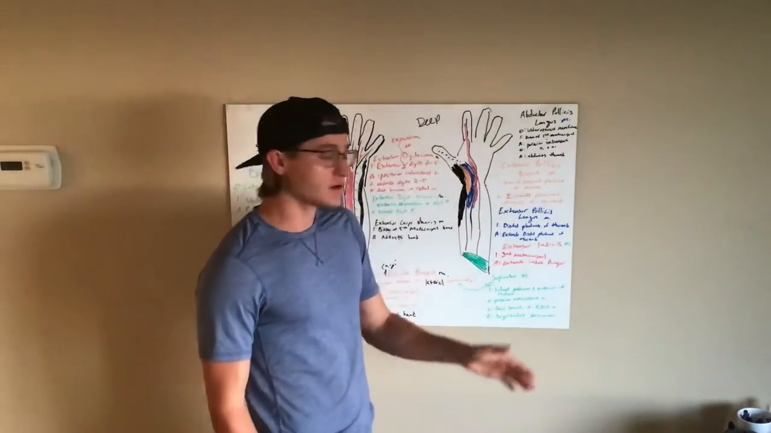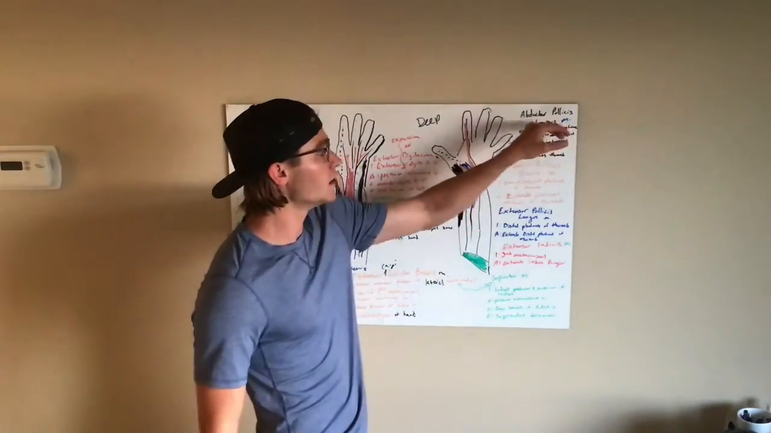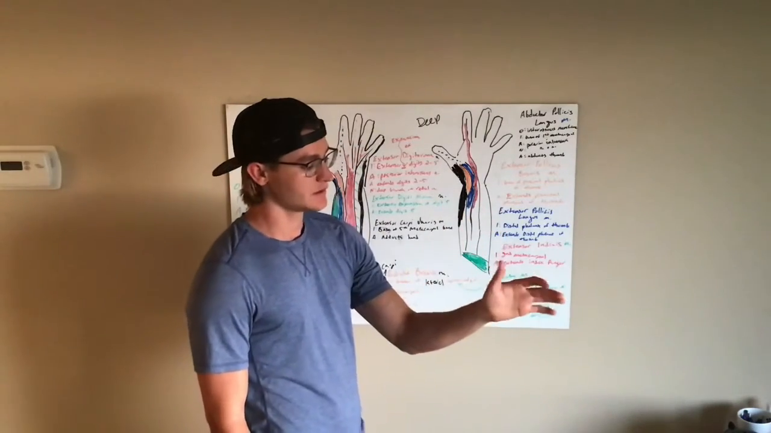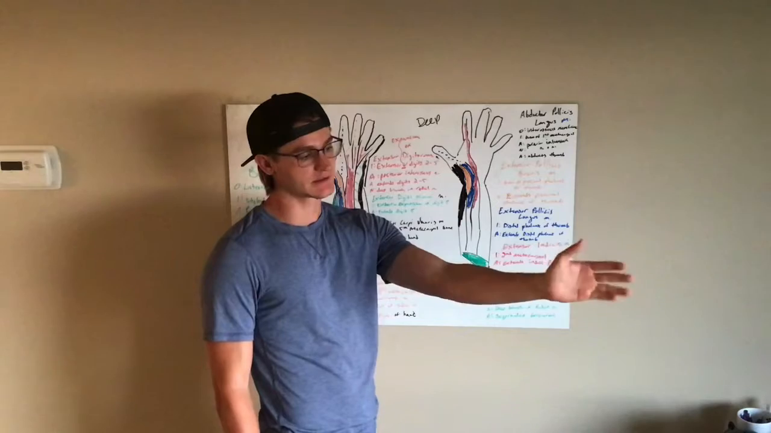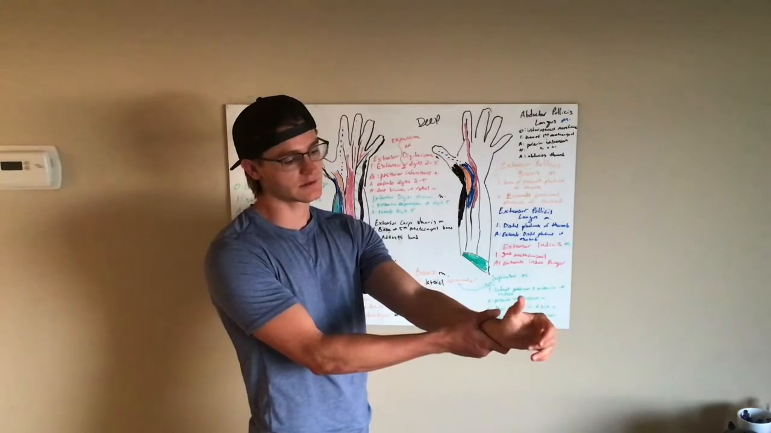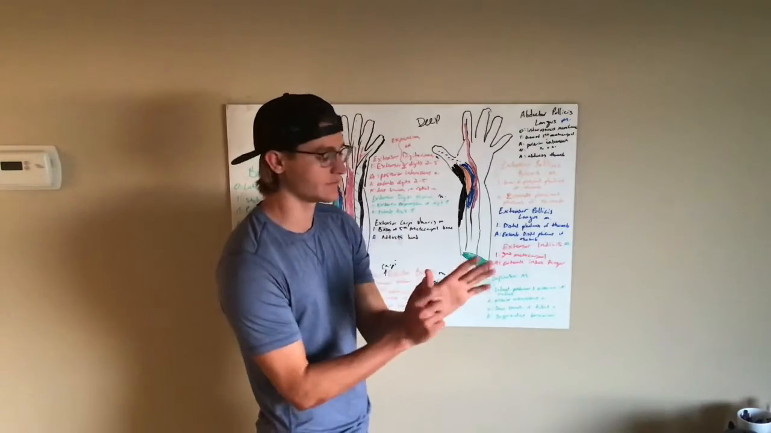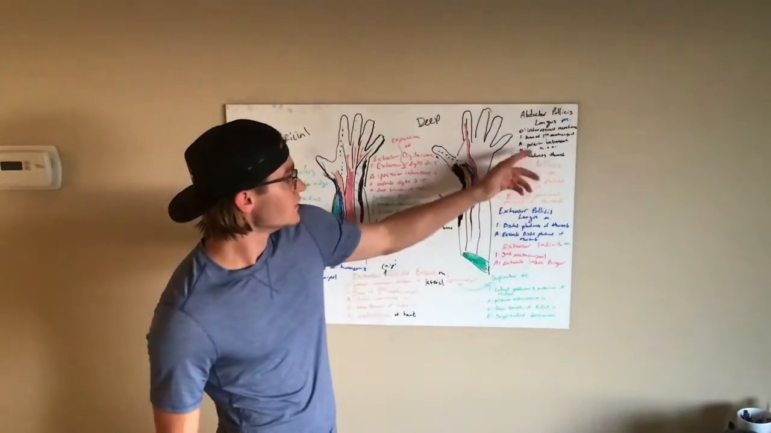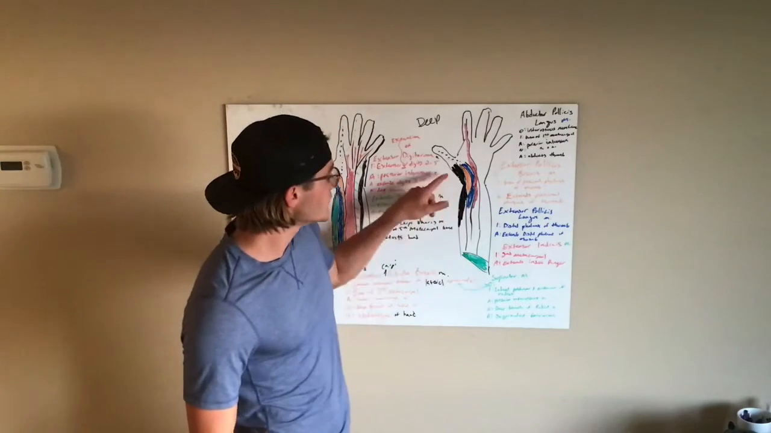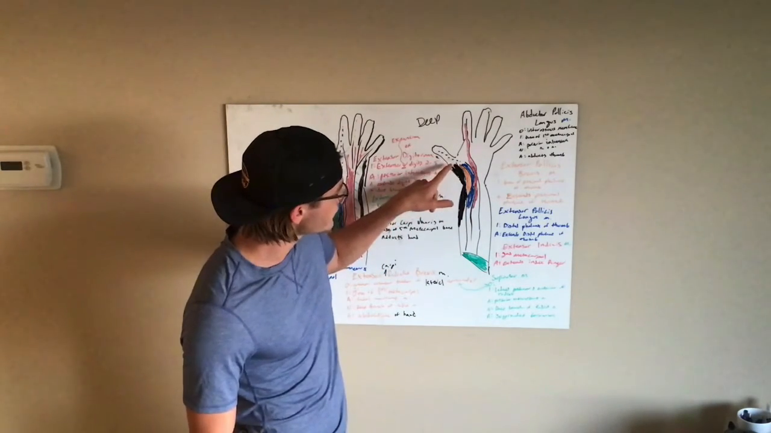So abductor pollicis longus. So abductor, so it's going to abduct the thumb. So abducting the hand, abducting the thumb, like that. So it goes away from the other digits. Its insertion is at the base of the first metacarpal. So as you see here, we're just at the base of the first metacarpal.